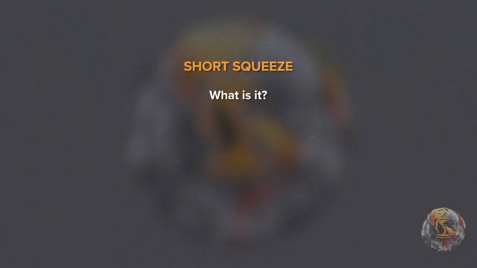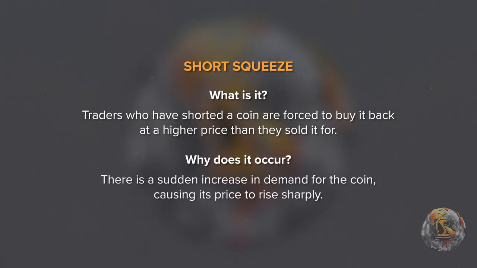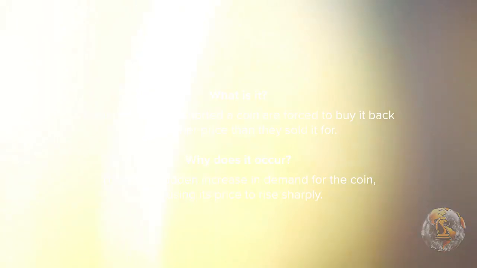So what is a short squeeze? Very simply, it is where traders who have shorted a coin are forced to buy it back at a higher price than they sold for. That's a short squeeze. Why does a short squeeze occur? It occurs because there's a sudden increase in demand for the coin, which causes the price to rise sharply. This demand can be genuine bullish buying pressure or forced through triggering of stop losses and execution of liquidation.